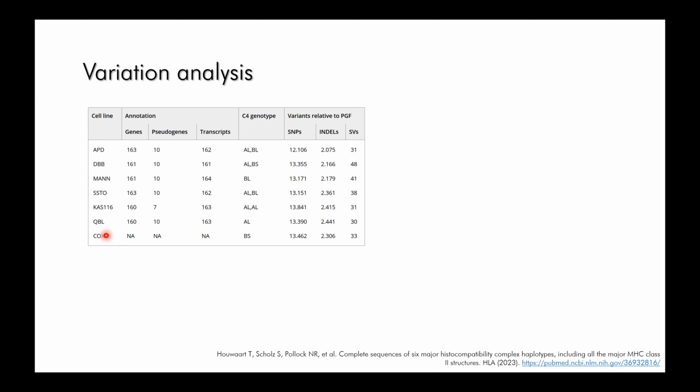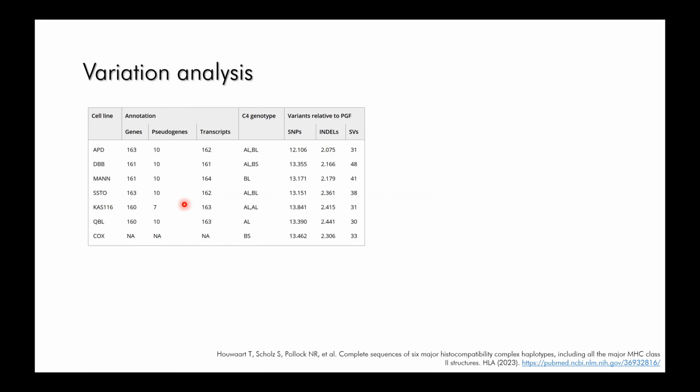Now to briefly walk you through the table, the number of gene calls across these haplotypes was largely consistent. We also carried out C4 genotype annotation and annotation of transcripts, also no big surprises here. And you see that the number of SNPs relative to PGF varied between approximately 12,000 and approximately 14,000. The number of indels varied between approximately 2,000 and approximately 2,500. And we also had a few dozen structural variants per haplotype.